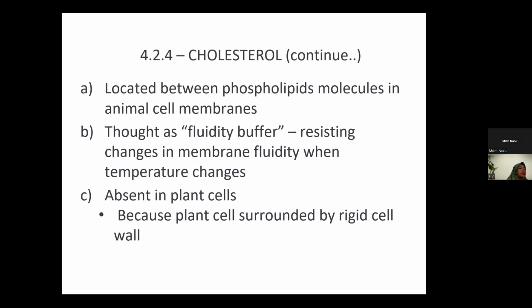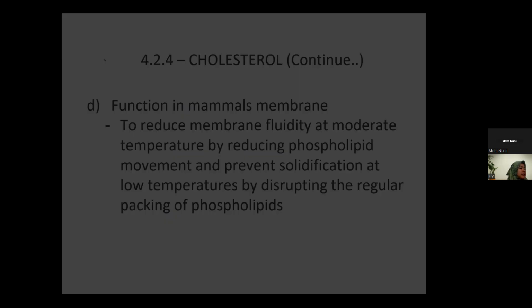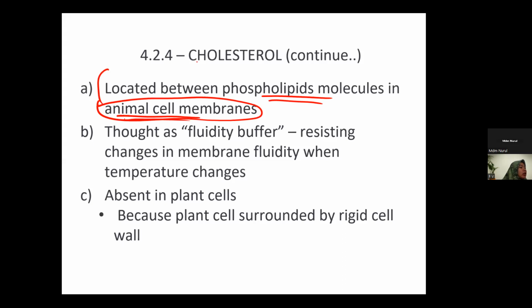Okay, alright. So now, let's look at the cholesterol. So the cholesterol is located between the phospholipid molecules, right, in animal cell membrane. In animal cell membrane. Kenapa dia highlightkan dekat animal cell membrane ni? Okay, dengar betul-betul. Cholesterol only found in animal cell membrane. Kolesterol hanya ada pada cell membrane atau plasma membrane of animal cells saja. Maksudnya, contoh kita, kita bukan animal tapi human pun sama. Ada kolesterol dekat membrane dia. Semua-semua haiwan, right? Tu semua ada kolesterol on the membrane.